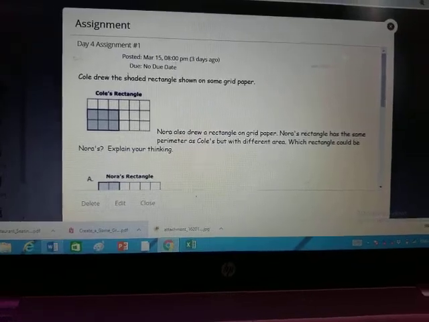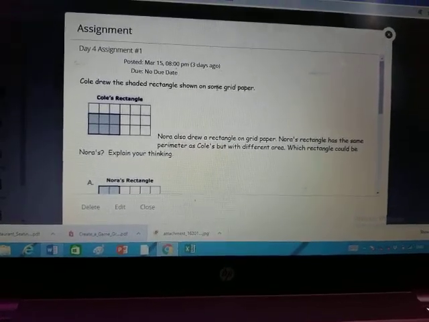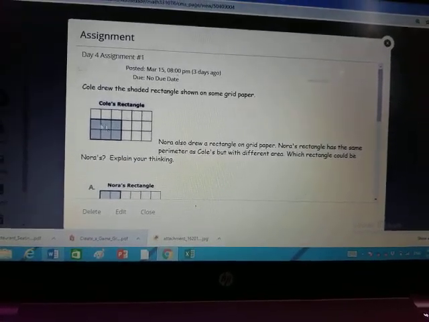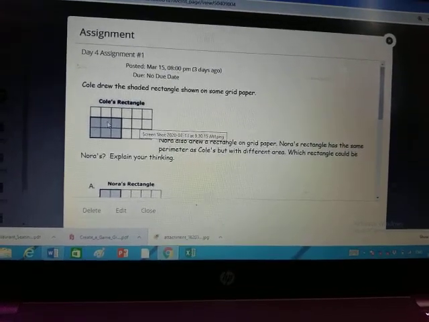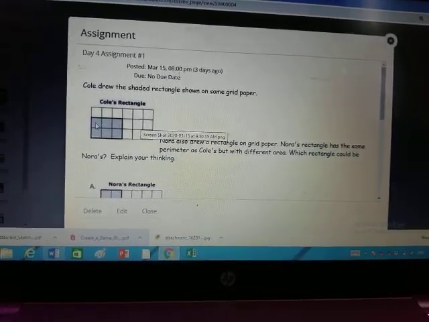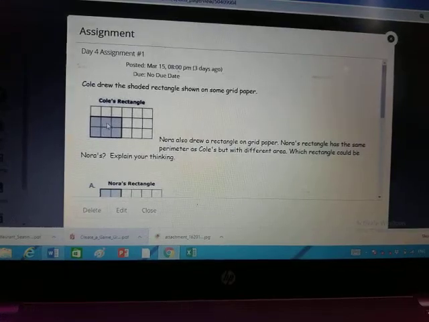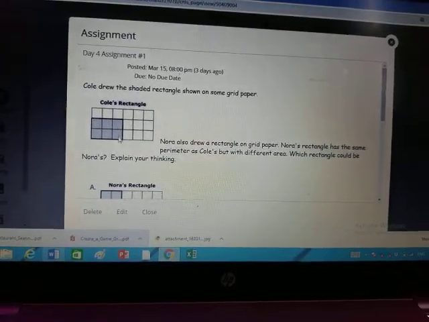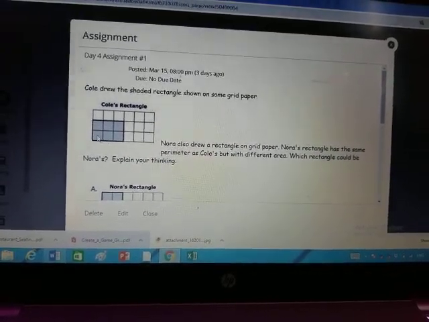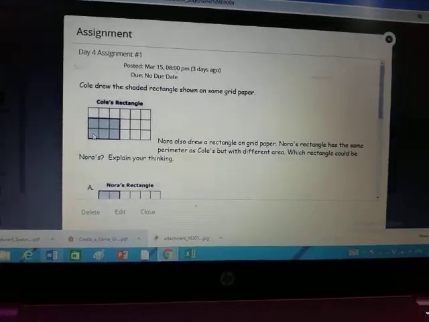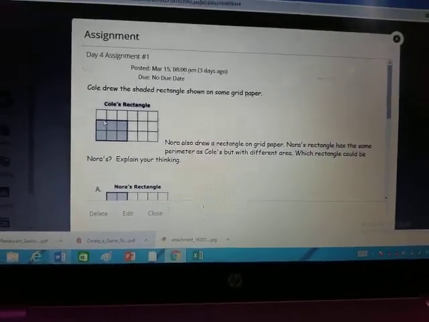Cole drew the shaded rectangle shown on some grid paper. So this is Cole's rectangle. This is his shaded one. As you could see, he has an area of 1, 2, 3, 4, 5, 6. His area is 6. His perimeter, you have to add the outside.